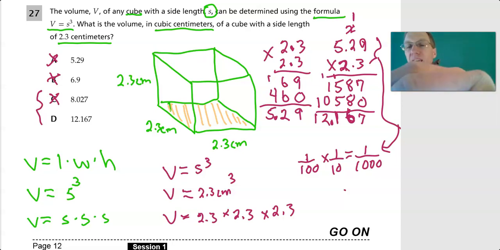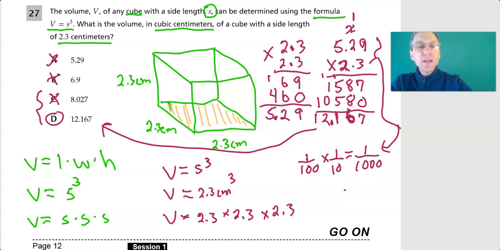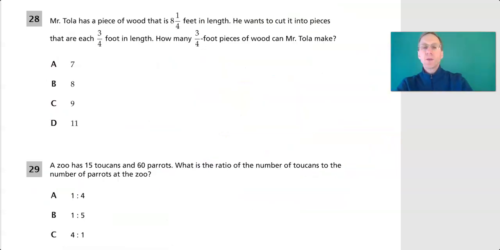Short way to do it is to say, hey, I have 1, 2, 3 numbers behind the decimal. I'm just going to move it over these 3 spots. Okay, and there's our final answer. Ta-da! All right, you're a genius. Let's keep going. It's a pretty cool problem.